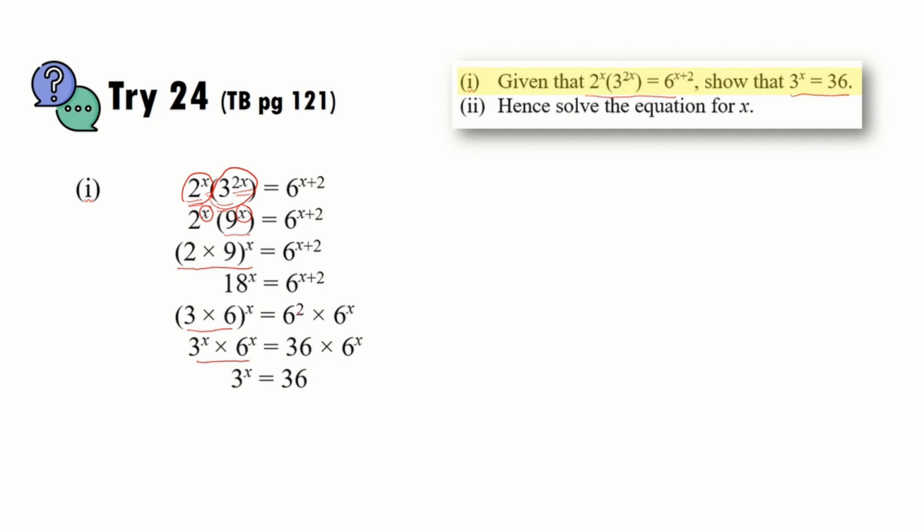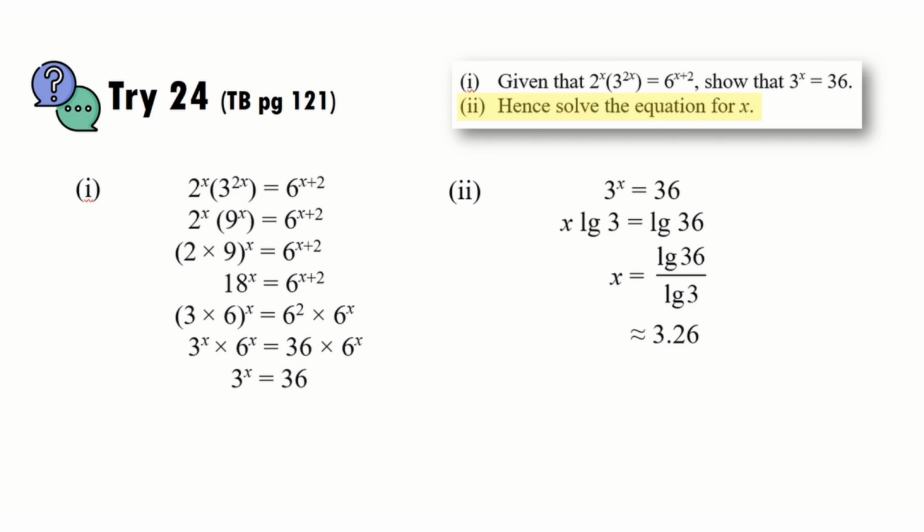Similarly, on the right side, we see that 6 to the power of x plus 2 is 6 squared times 6 to the power of x, where we will get this. Then we will be able to divide on both sides of the equation by 6 to the power of x, hence we will arrive at the answer 3 to the power of x equals to 36.